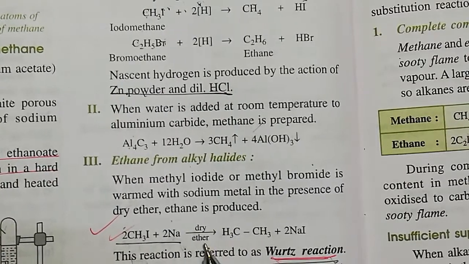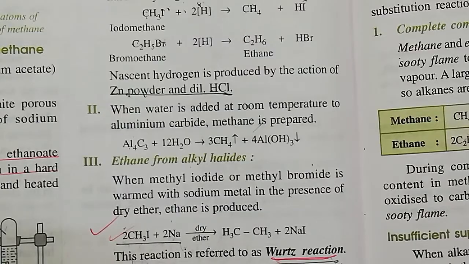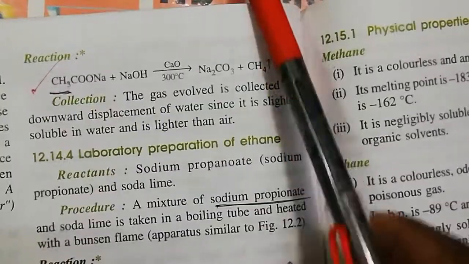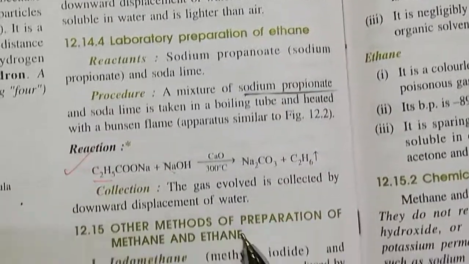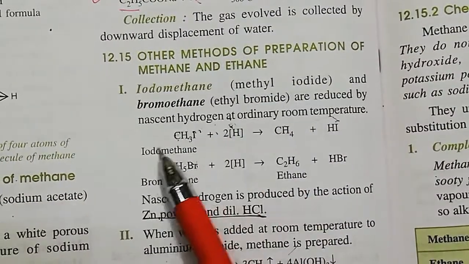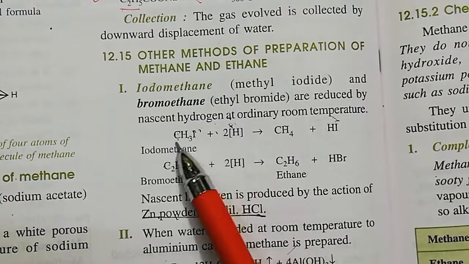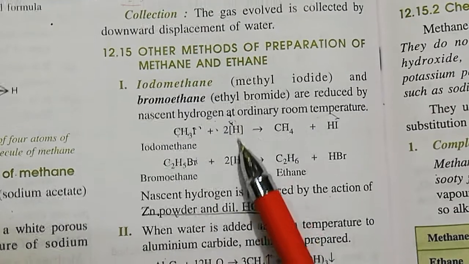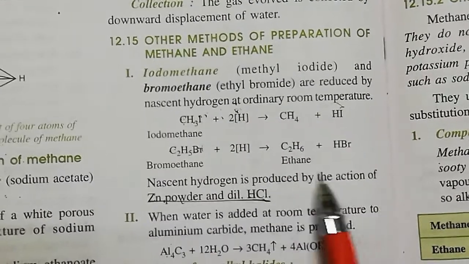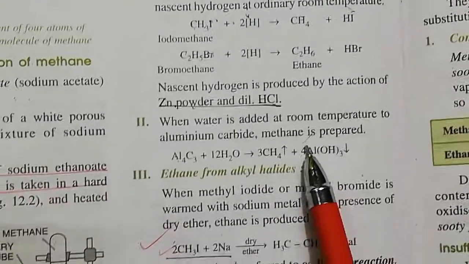So that is all about the preparation of methane. We did the preparation of methane. The first one we did was the lab process, methane and ethane, a similar process. And the second is the reduction of alkyl halide with nascent hydrogen, which is obtained from zinc powder and dilute HCl.